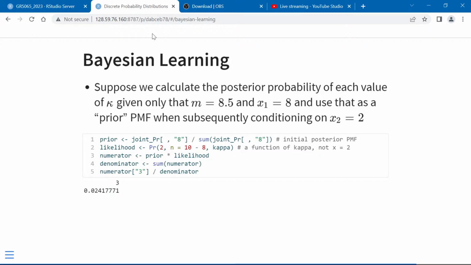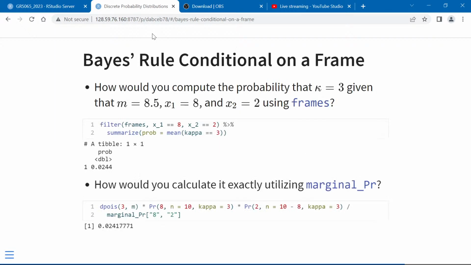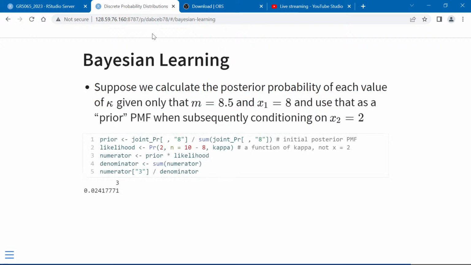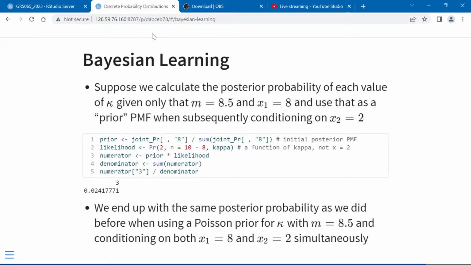0.024177771, which is literally the same answer that we got before when we conditioned on 8 pins getting knocked down on the first roll and 2 pins being knocked down on the second roll simultaneously. And that is no accident. We end up with the same posterior probability for kappa being 3 as we did before when we used a Poisson prior for kappa, and then with m equal 8.5 expectation, and then conditioning on both 8 in the first roll, 2 in the second roll simultaneously.